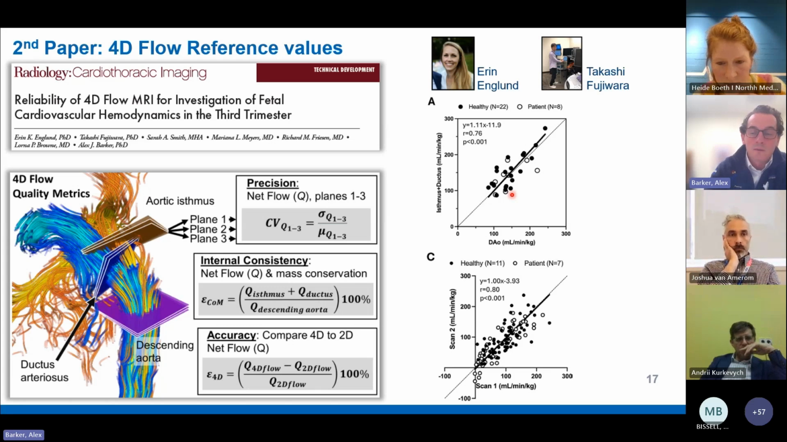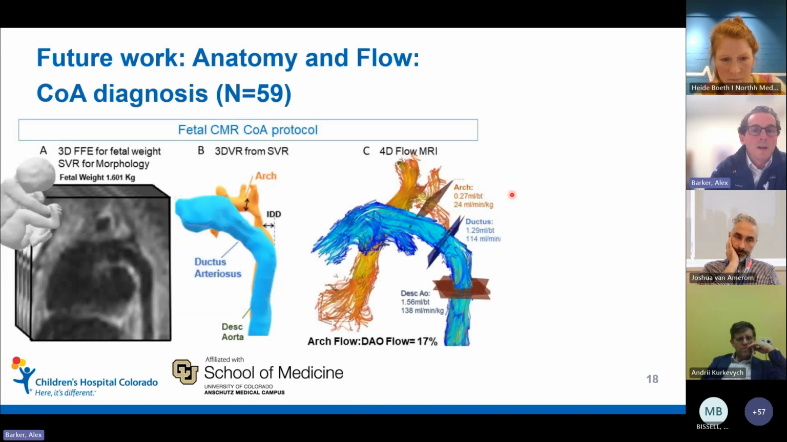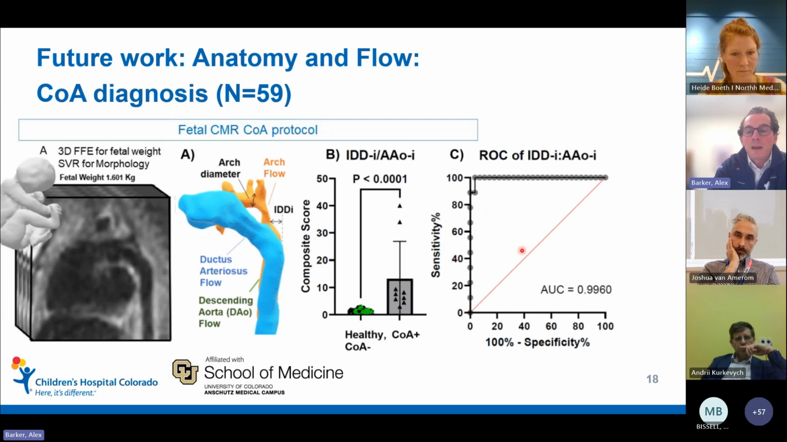And this is all leading into the fact that we need to establish what's normal, because right now we're working in particular on coarctation diagnoses. When we combine our anatomic measurements, say, for example, from slice to volume reconstruction for morphology and our 4D flow measurements, we're almost getting 100% accuracy in diagnosing whether or not a suspected coarctation at echo is actually a true coarctation. So it's very encouraging.